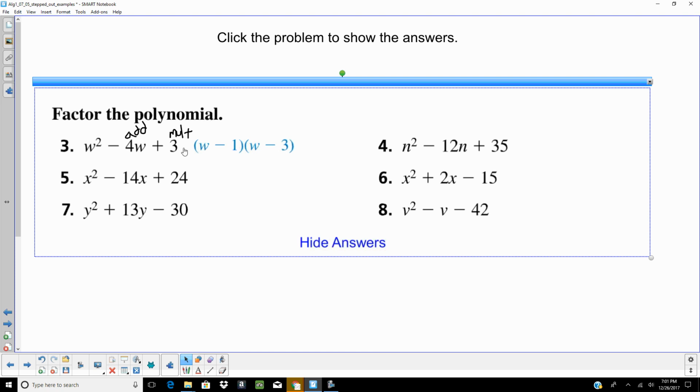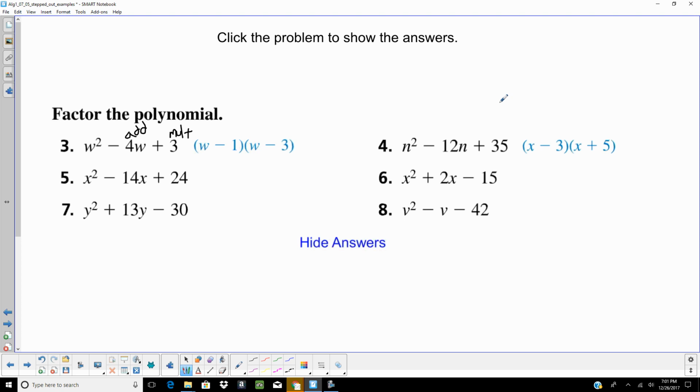Negative 1, negative 3 multiplies to 3, adds to negative 4. Negative 3, positive 5. Whoa, that's not right. That's horribly wrong. Let's cross that off. They made a mistake there. So I would have n and an n. I wonder if they have any more mistakes.